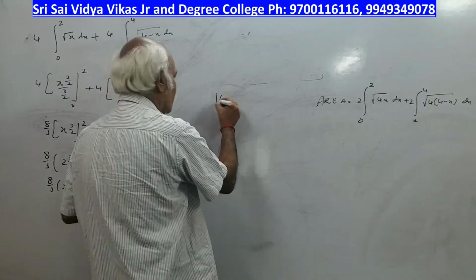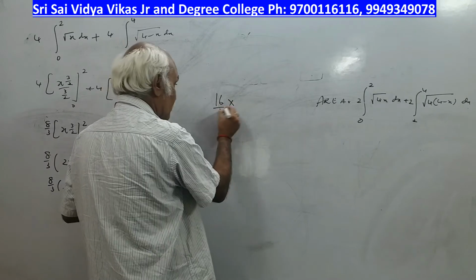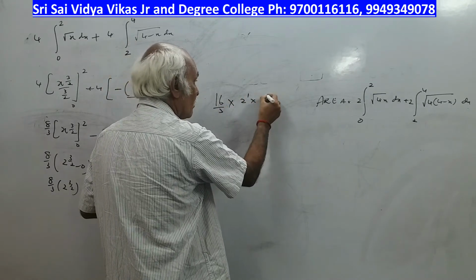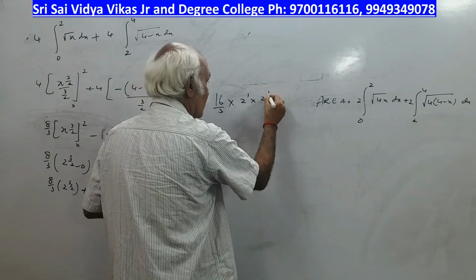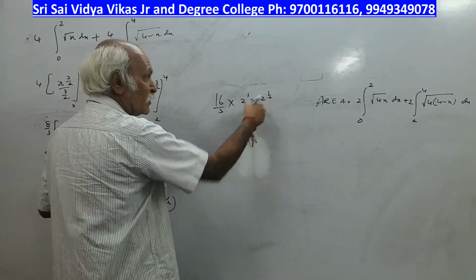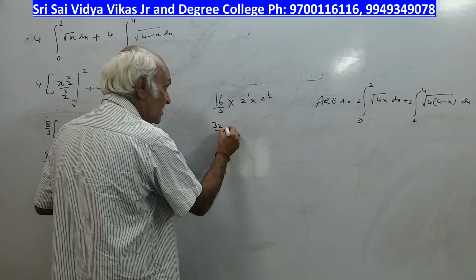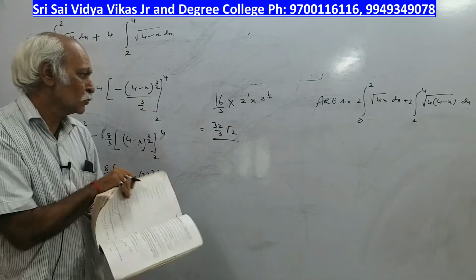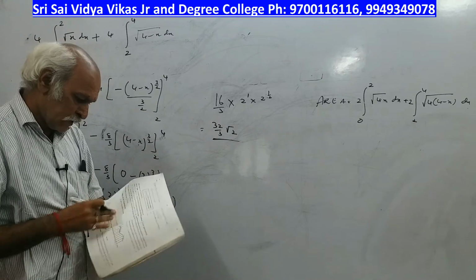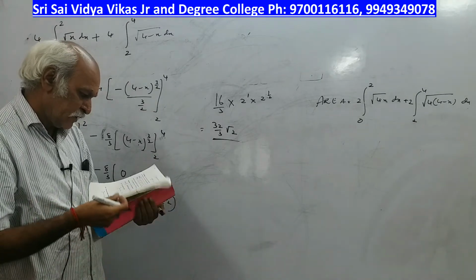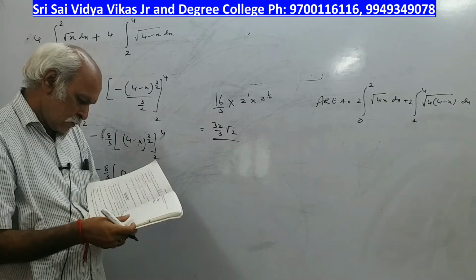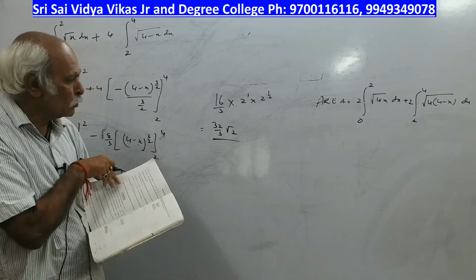Now 16 by 3 into 2 power 3 by 2 means 2 power 1 into 2 power 1 by 2. 3 by 2 can be written 2 power 1 into 2 power 1 by 2. So this becomes 32 by 3 root 2. What is the answer? 32 root 2 by 3. Let me see the answer. I think this is the answer. Yes, 32 root 2 by 3.